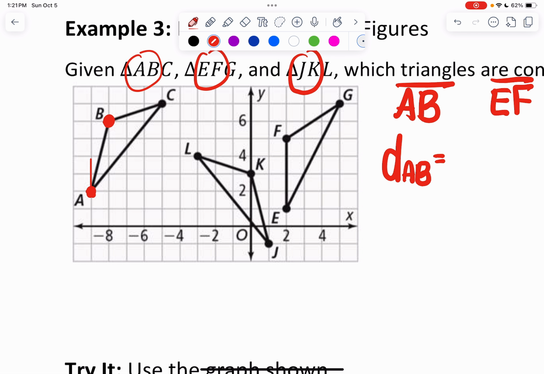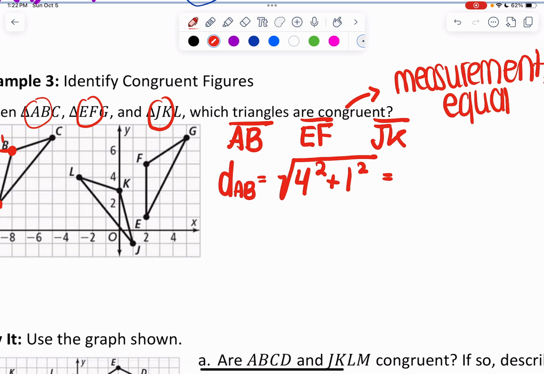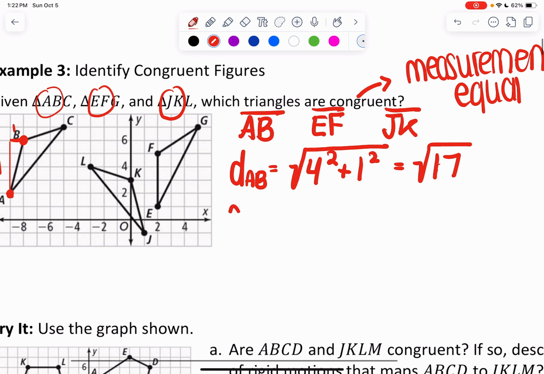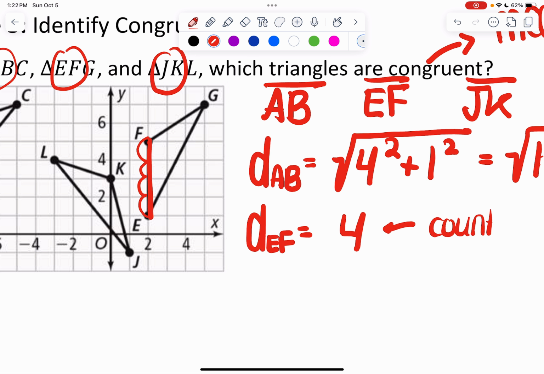So I would count up 1, 2, 3, 4, and then over 1. So here's what I use. I would do the square root of 4 squared plus 1 squared. So that would equal the square root of 17, because it's 16 plus 1. I'm just going to repeat that for all the other ones. So the distance from E to F. E to F is actually just a straight line. So when you count, it's just 1, 2, 3, 4. It would just be 4 there, just by counting.